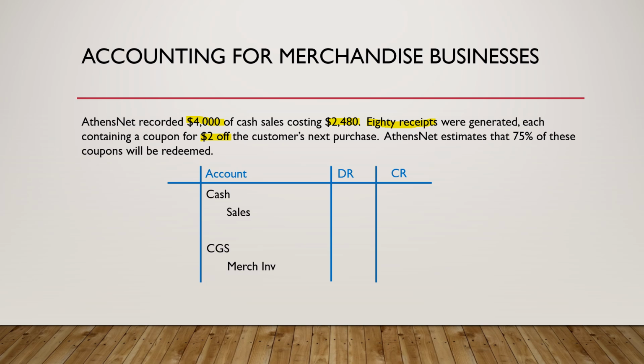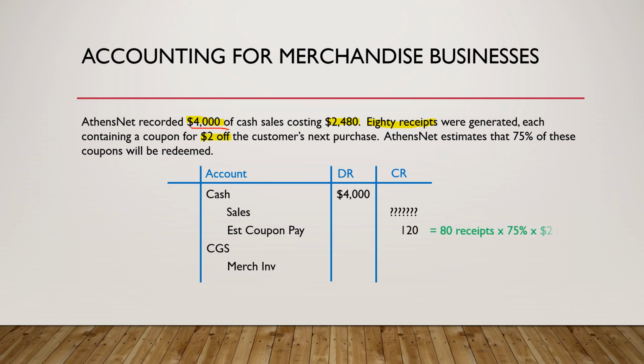We must debit cash for the amount received, $4,000. That amount won't be our credit to sales. This is because of that $4,000 cash received, a certain amount was an advance payment for a future purchase, as indicated by the coupon. This will be our credit to estimated coupons payable.